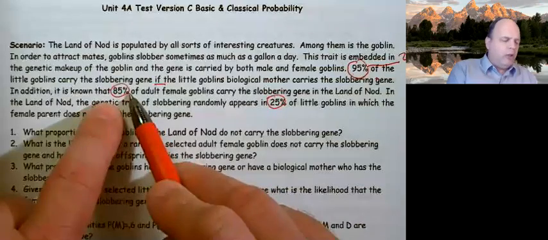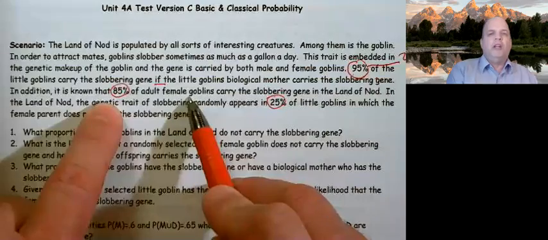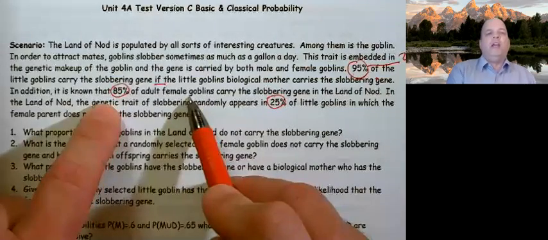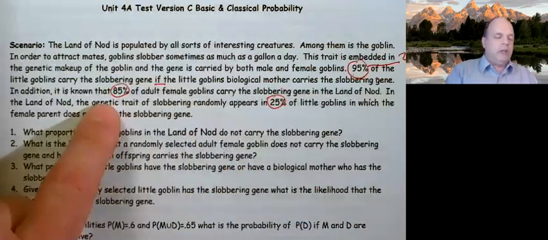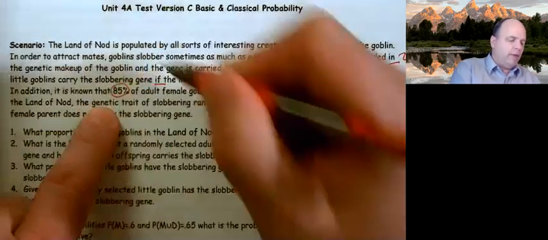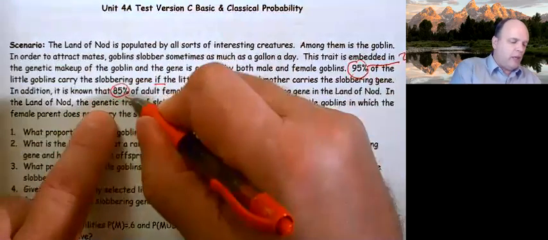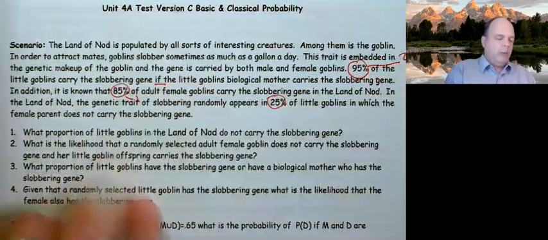That seems to be only one variable. Just females, 85% of the females carry the slobbering gene. There's no if or etcetera, indicating this is a special group or part of a group. So 85% of female goblins carry the gene. This looks like a single variable. Then we go over here.